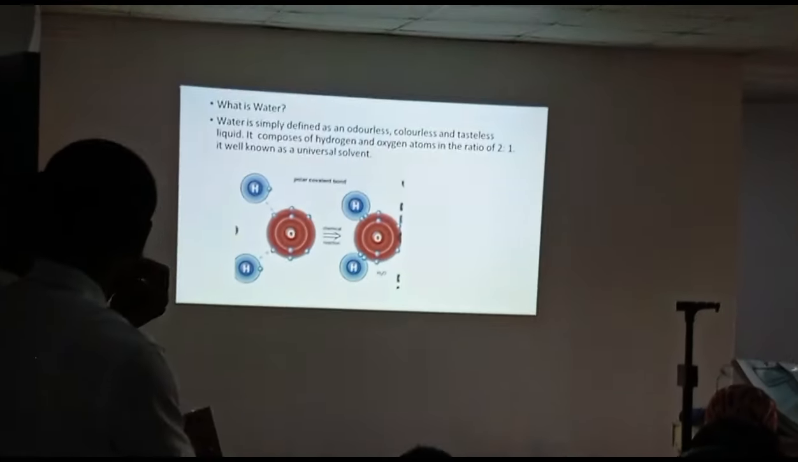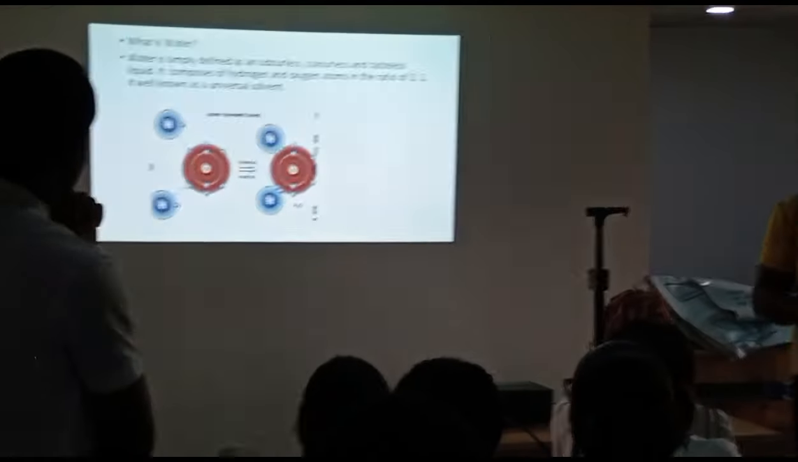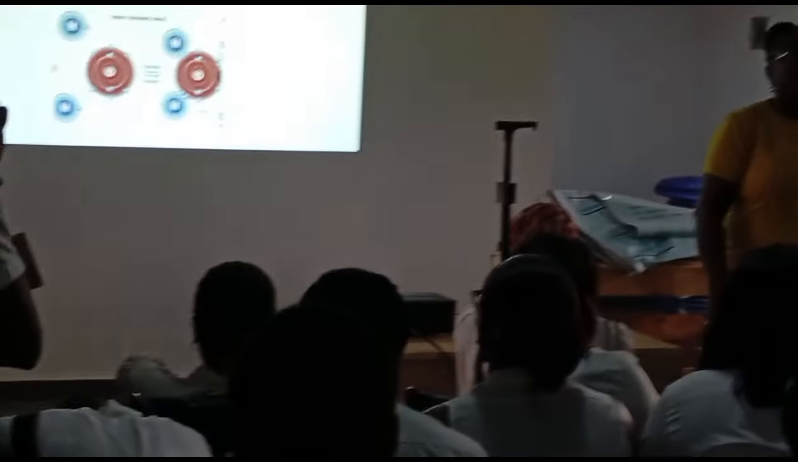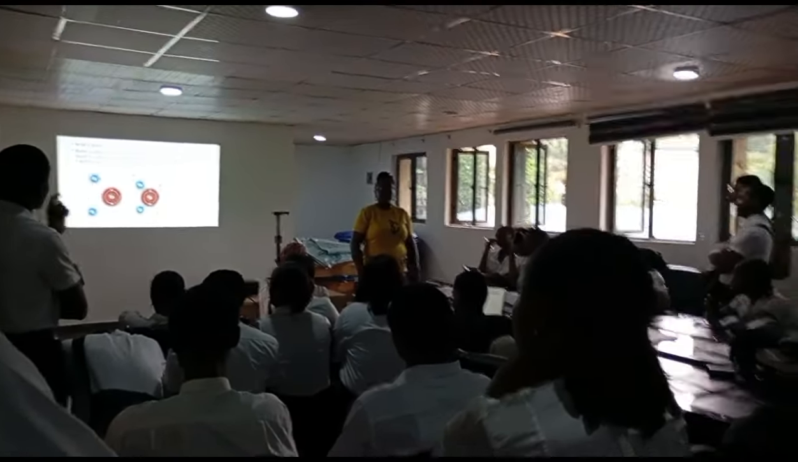So these are part of our primary definition of water. And we also know that water is composed of both hydrogen and oxygen in a ratio of 2 to 1. It is also known as a universal solvent. When you call water a universal solvent, what does it mean? Can anybody tell me here? Can you explain why water is a universal solvent? Can anyone tell me?